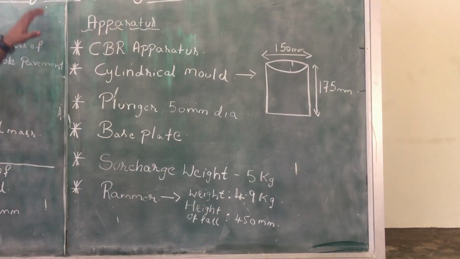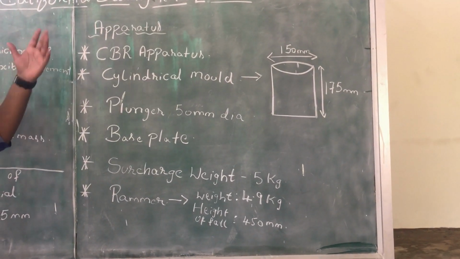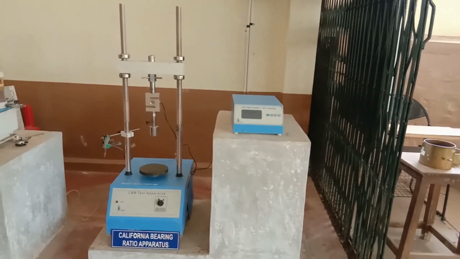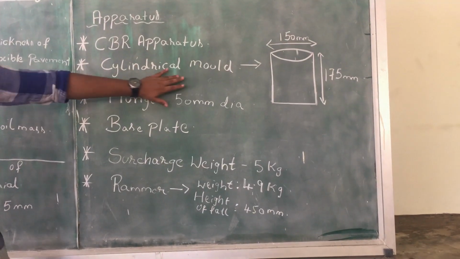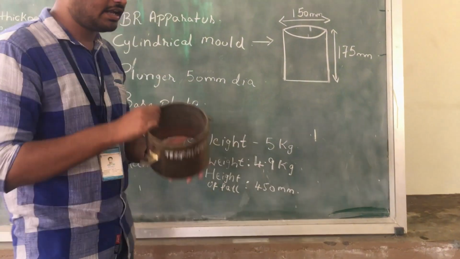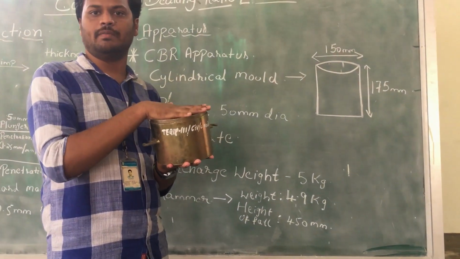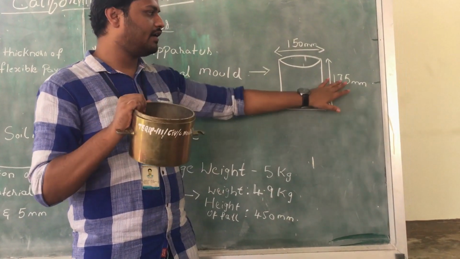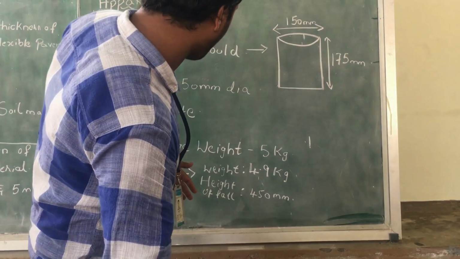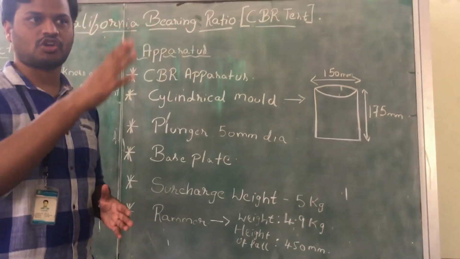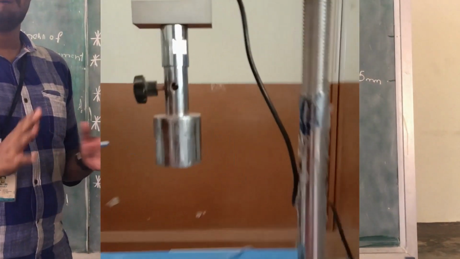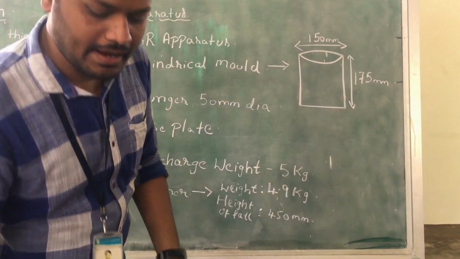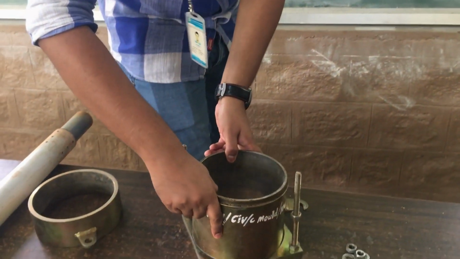penetration. Next, the apparatus which are required for the California bearing ratio test. The first one is the CBR apparatus. And the next we will be using a cylindrical mold. This is the cylindrical mold that we are going to use, inside which the soil will be compacted. It has a diameter of 150 mm and a height of 175 millimeter. This also requires a plunger, which is shown in the equipment, having a 50 mm diameter. And then it consists of a base plate.